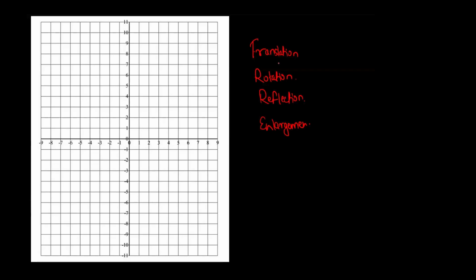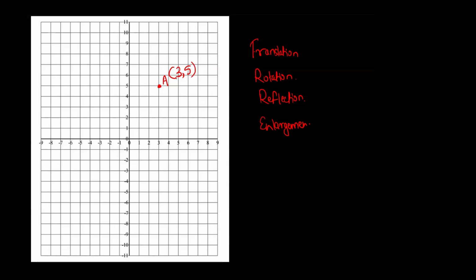Transformation means you are doing some changes, isn't it? You are transforming it. Let us take a very simple example. I have a point in the first quadrant. It is point A. Can you tell me the coordinates of point A? It's 3 comma 5. 3 is called the x coordinate, which is also called abscissa. 5 is called the y coordinate, which is called ordinate, isn't it?